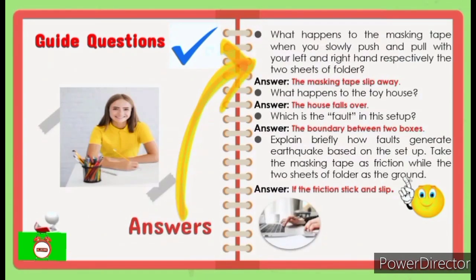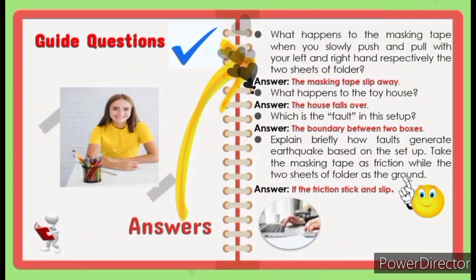Okay, time is up. Number 1 question: what happens to the masking tape when you slowly push and pull with your left hand and right hand, respectively, the 2 sheets of folder? Answer? Anyone? You are correct. The masking tape is laid away. Thank you for getting the correct answer.